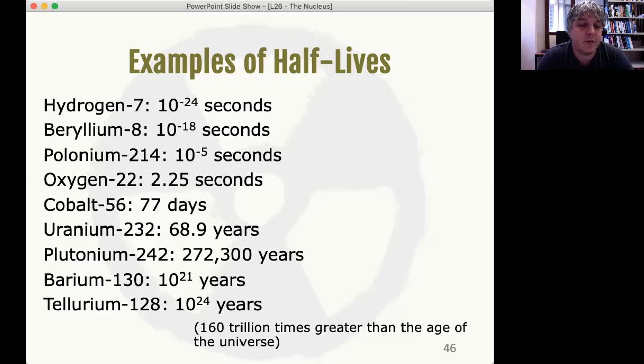Plutonium-242 has a half-life of 272,300 years. Barium-130, we're up at 10 to the 21 years. And tellurium-128 is up to 10 to the 24 years. And that is, for your interest, 160 trillion times greater than the age of the universe. So tellurium-128 has a decay half-life that is very, very, very long.